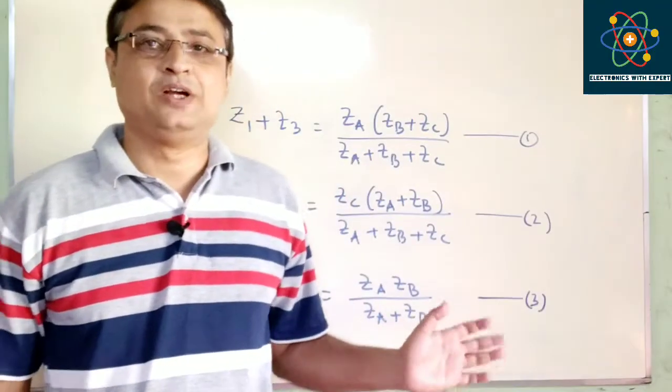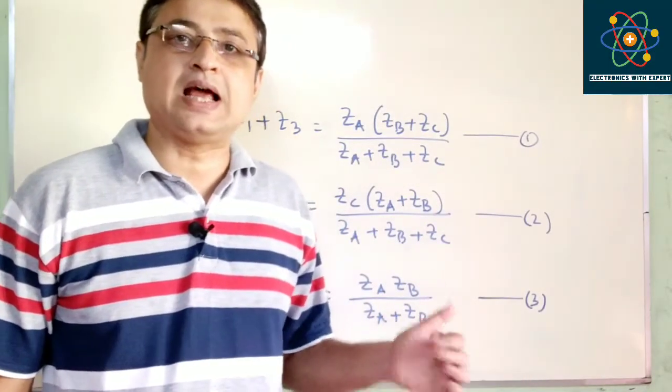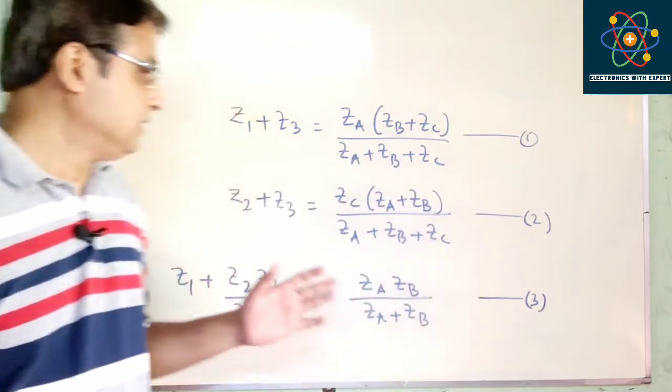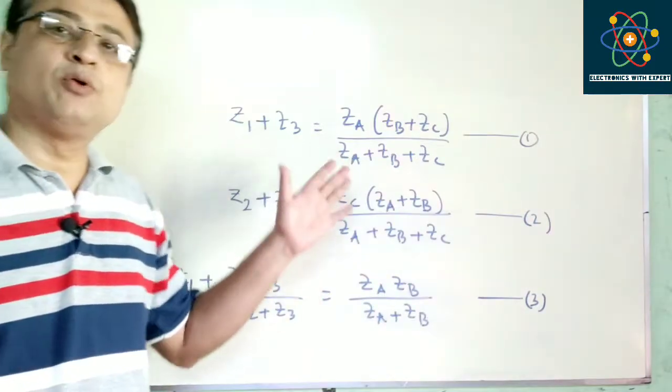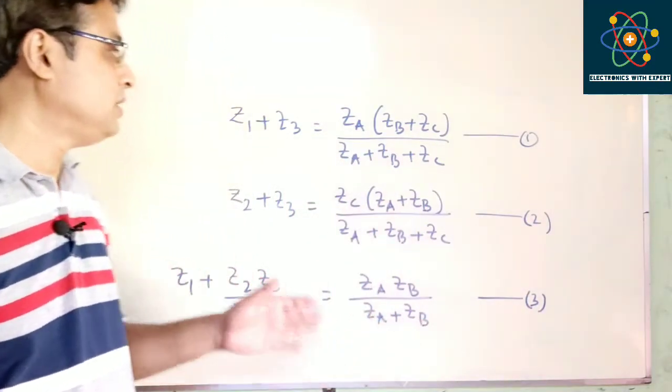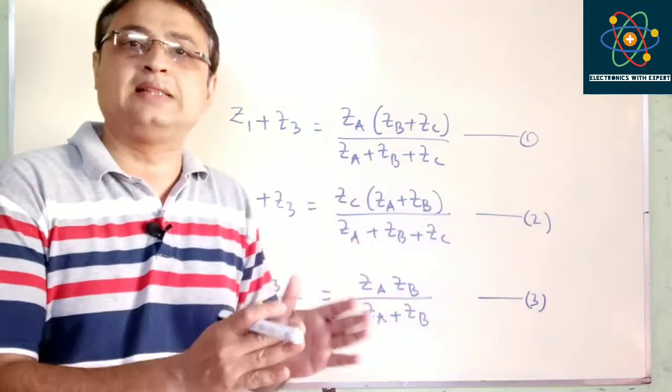So these are the three equations which I have derived earlier and shown in the previous video, that is equation 1, equation 2 and equation 3. These three equations are derived from comparing the pi network and the T network.